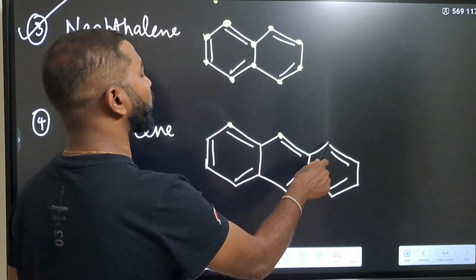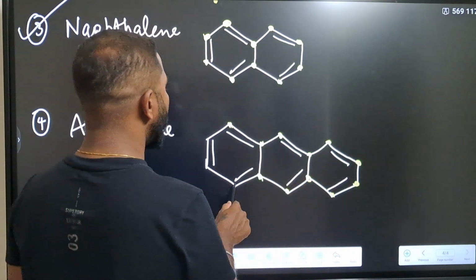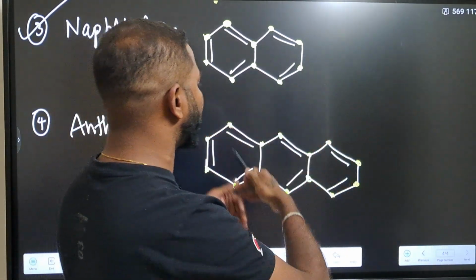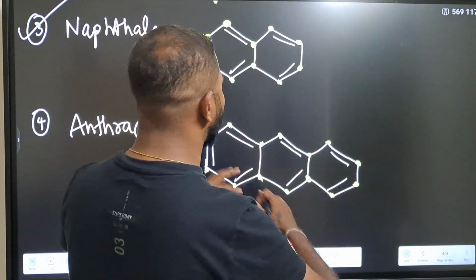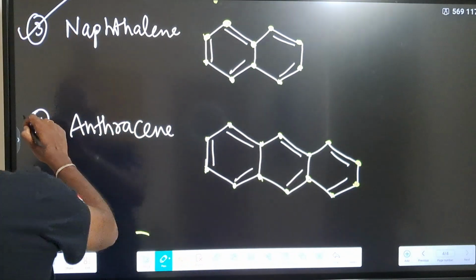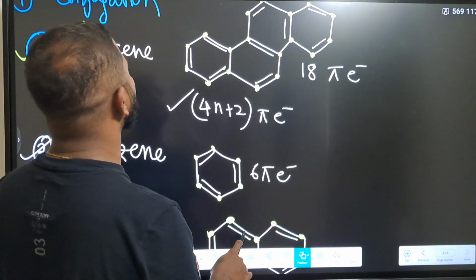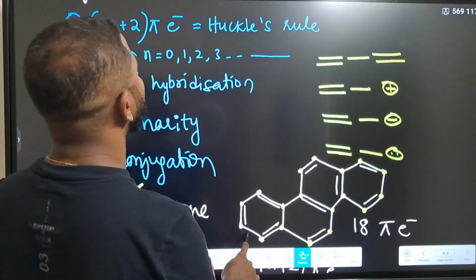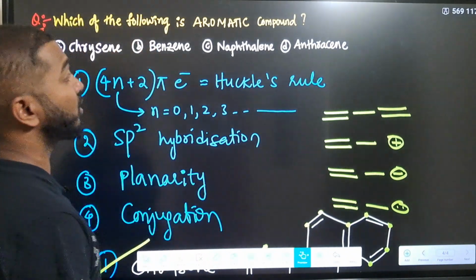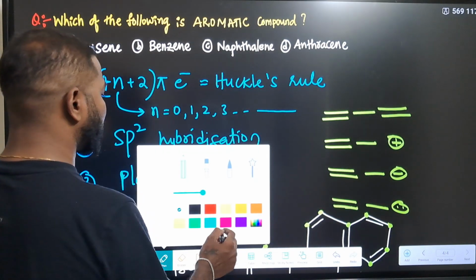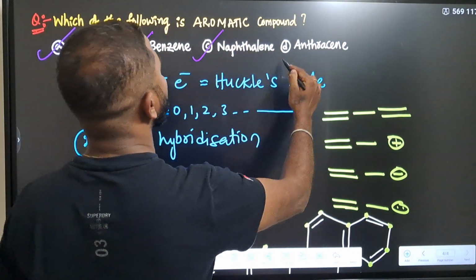The second rule is also satisfied: not one particular atom, all the central atoms need to undergo sp2 hybridization. Obviously the molecule is said to be planar. And the fourth point, that is conjugation: the molecule completely has conjugation, which means that anthracene is also our option. So for the given question, all the 4 given options are correct. We need to select all the 4 options. This question was asked in JEE Advanced, so please don't avoid this. All the 4 options are correct for the given question.